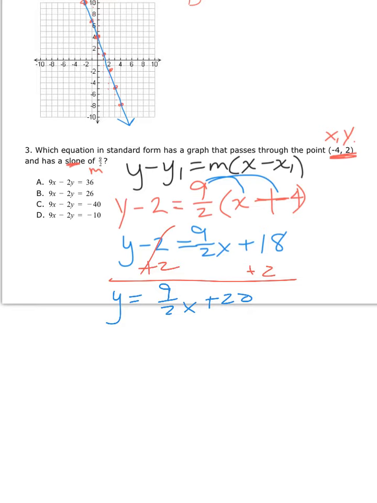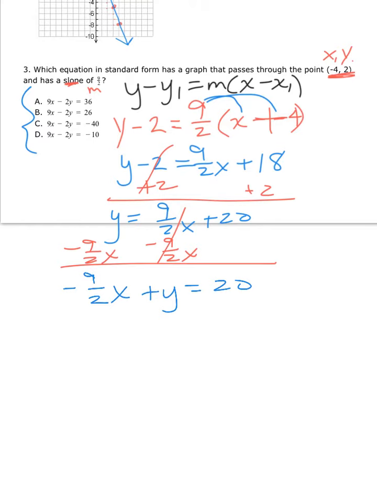Well, wait. This matches which one? Nothing yet. You have to move something. You have to move the 20, right? You have to put it in the form Ax plus By equals C, right? So we want x and y on the same side. So I'm going to say minus 9/2 x, minus 9/2 x. So it's going to give me negative 9/2 x plus y equals 20.